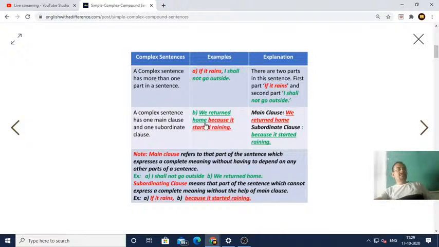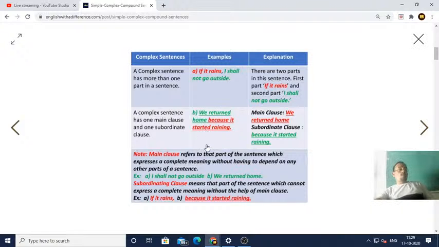Therefore, dear students, the green part is called main clause and the red part is called subordinate clause. Okay, you understood now? Now see, in the note section you see, main clause refers to that part of the sentence which expresses a complete meaning without having to depend on any part of the sentence, like I explained to you.